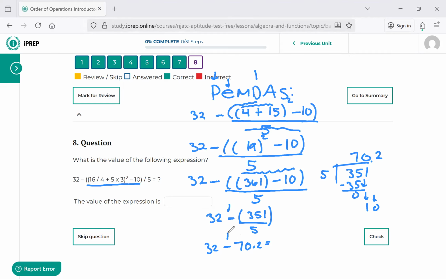And then the last order of operation is subtraction. So what's 32 minus 70.2? Negative 38.2. That is your final answer.